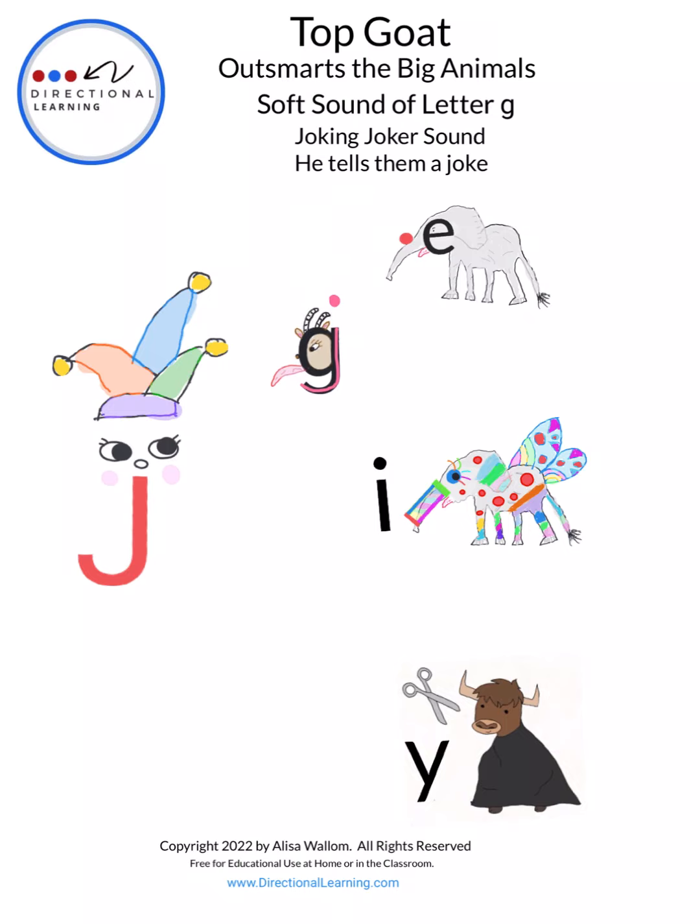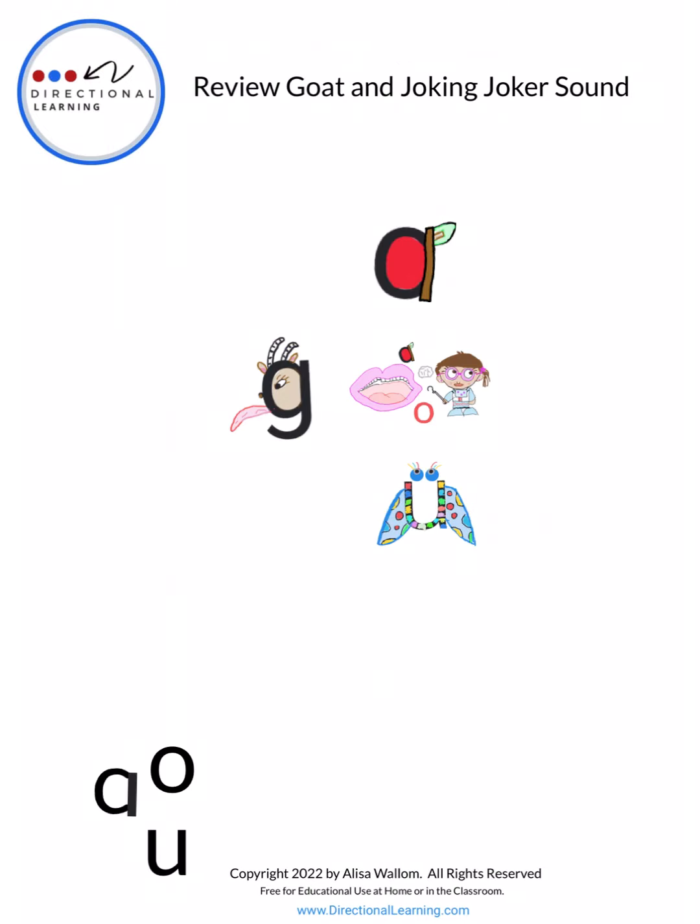So then they can tell you the sound next to the Indian elephant, and then they can pretend to be the joking joker. And same thing with the yak. They'll tell you the sound and then they can pretend to be the joking joker. And that makes it multisensory for them. Tell them he can only turn into the joking joker when he's near the big animals. Now we can go ahead and review goat sounds and the joking joker sound. But first, let's review goat sounds. Notice that I have pictures here, so you can first review with pictures and then we'll move to letters.